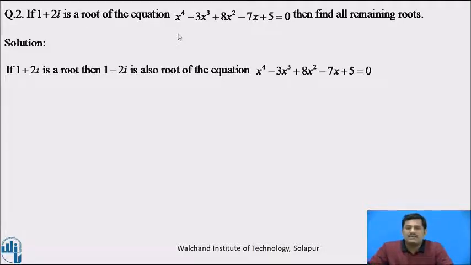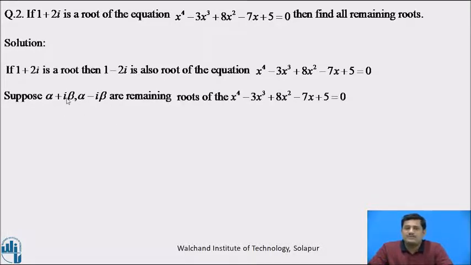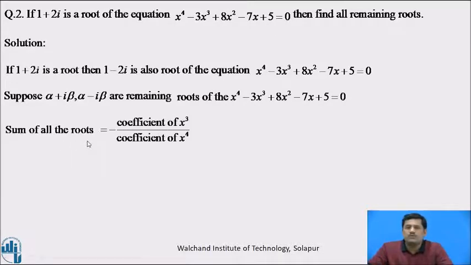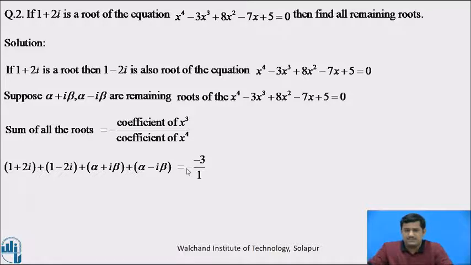Now let us assume that the roots are alpha plus i beta and alpha minus i beta. Now our aim is to find out this alpha and beta. Now we know that the sum of all the roots is equal to minus of coefficient of x cube upon coefficient of x raised to 4. X cube has coefficient minus 3 and x raised to 4 has coefficient 1, and this negative sign as it is. Now cancelling 2i and minus 2i, i beta and minus i beta, we get 1 plus 1 as 2 and alpha plus alpha as 2 alpha. And here minus of minus 3 by 1 is simply 3. We get 2 alpha equal to 1 by 2.